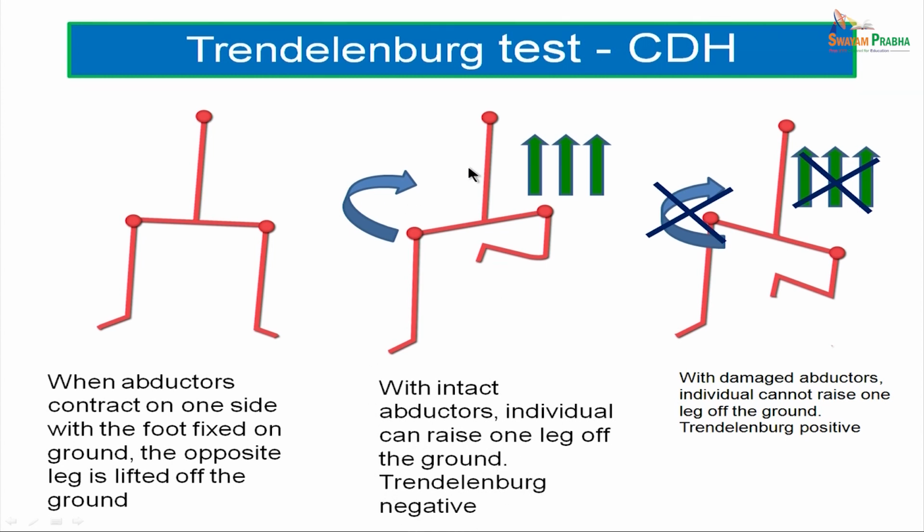That is, when these abductors contract, they elevate the hip joint so that the opposite leg goes off the ground. With damaged abductors, the individual cannot raise the leg off the ground. This is what is called the Trendelenburg positive test.